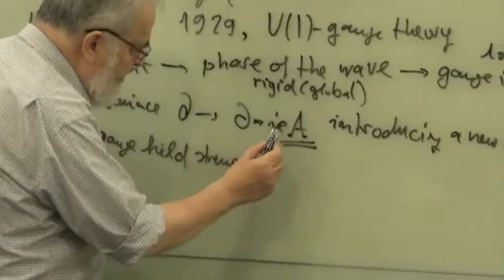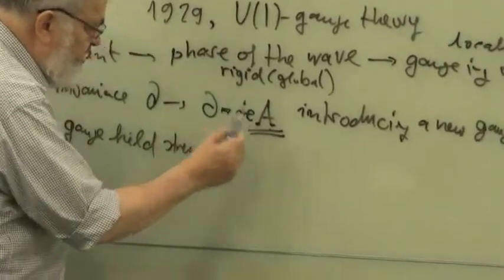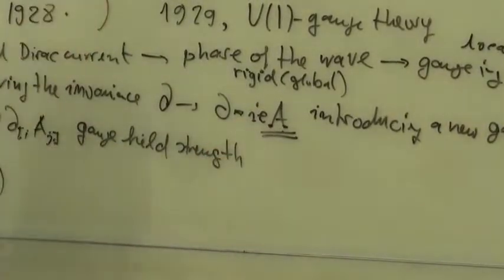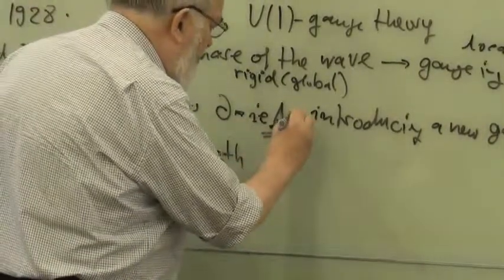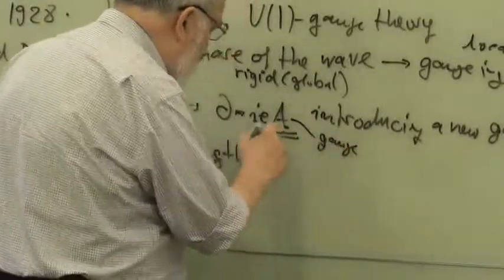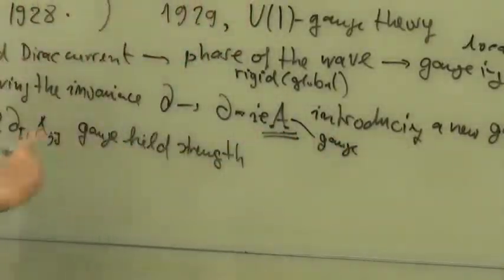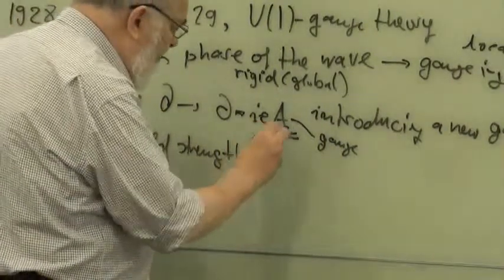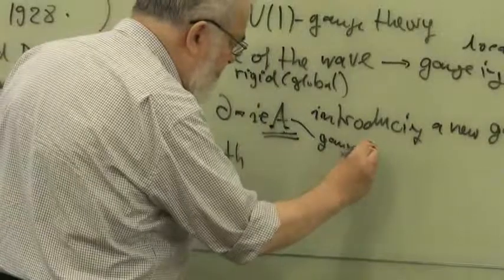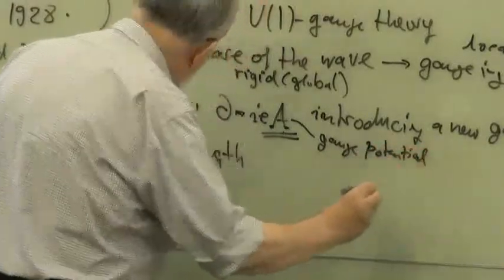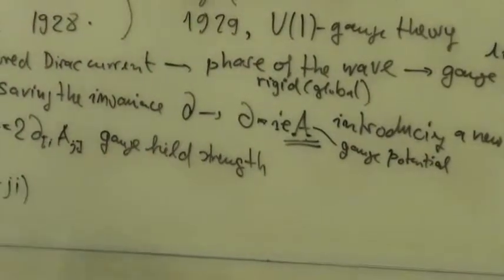This is the imaginary unit. This is E, the electric charge, for conventional reasons. And this is the gauge potential, often called gauge field. But some people also call F the gauge field, so this is a little bit ambiguous. I call A the gauge potential. This is the name which we know also from Maxwell's theory. And F is the gauge field strength.